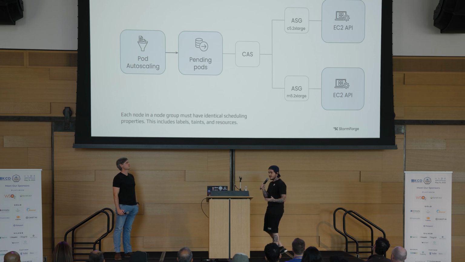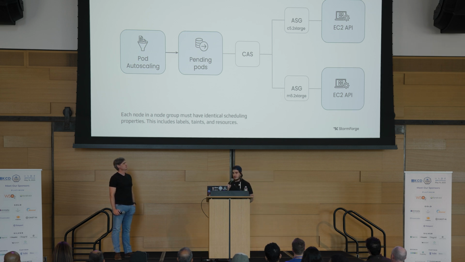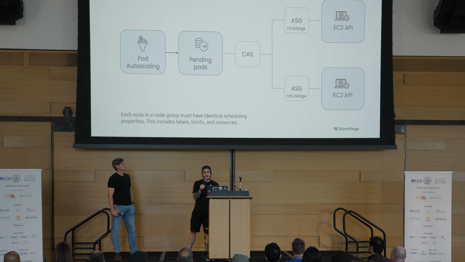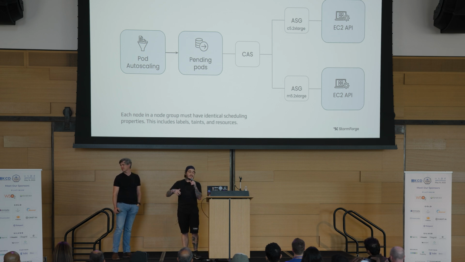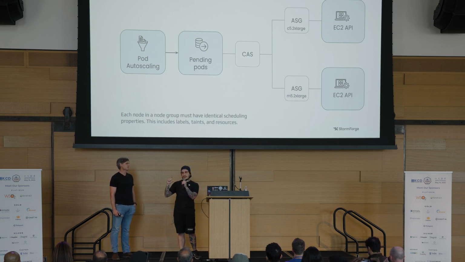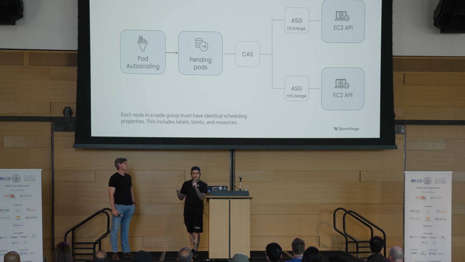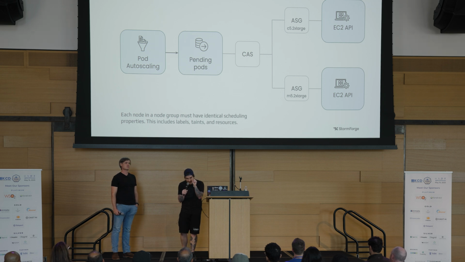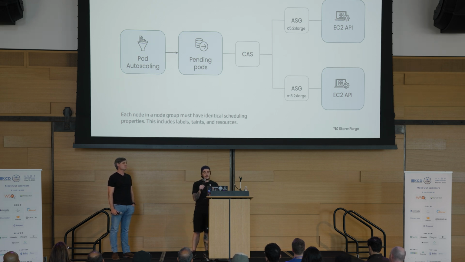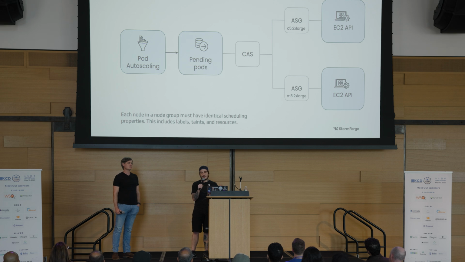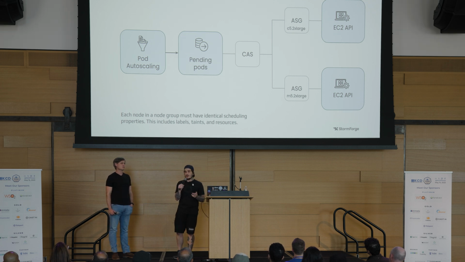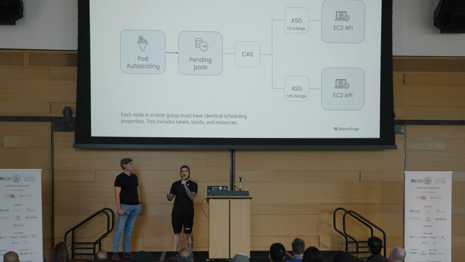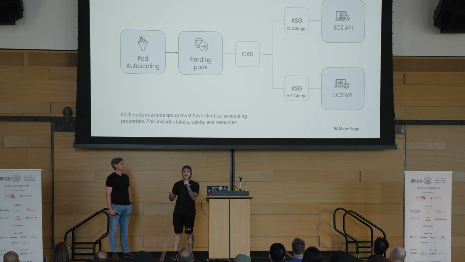What we need to give to Cluster Autoscaler then is an autoscaling group. In this instance of AWS, we call that autoscaling groups. And then it's up to the autoscaling group, once we change the desired amount of instances, to provision that instance for us. But there is a specific pain point here that a lot of my customers face. That is, each node in a node group must have identical scheduling properties. So by that I mean you need to use the same amount of CPU and memory for all the worker nodes that you have in an autoscaling group.